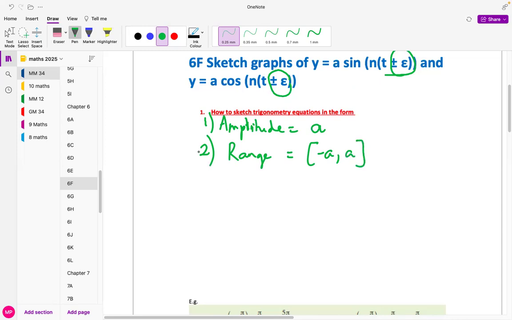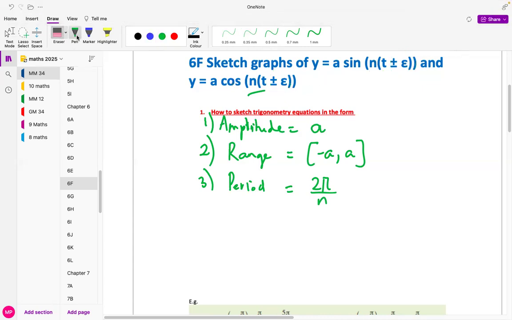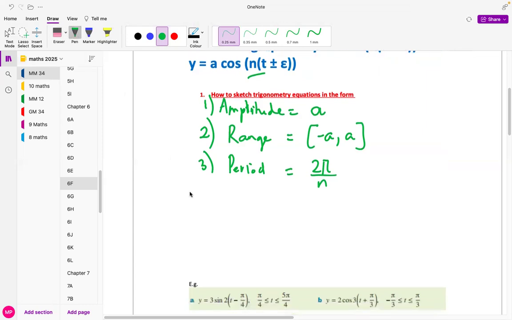Step three is we're going to find the period. As we know from the last video, the period is 2 pi over n, and n is the number in front of the variable. So n is right here. Before we find the points, we're going to get one step first. Each step is a quarter of the period. So one step is a quarter times 2 pi over n, and we work it out.